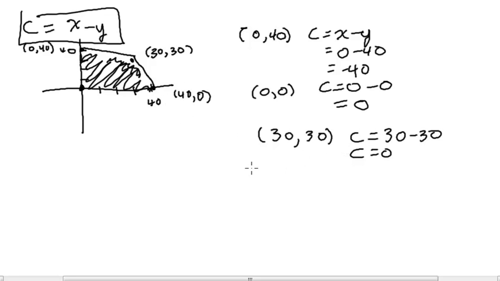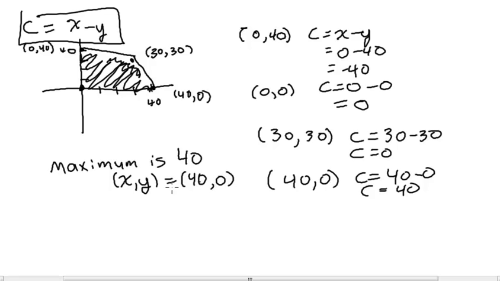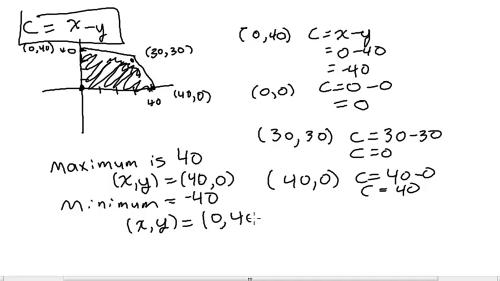And for our last point, (40, 0), c equals 40 minus 0, or c equals 40. So our maximum is our biggest number, which is 40, which occurs at (x, y) equal to (40, 0). And our minimum is our smallest one, which was negative 40, and that occurs at the point (x, y) equals (0, 40).